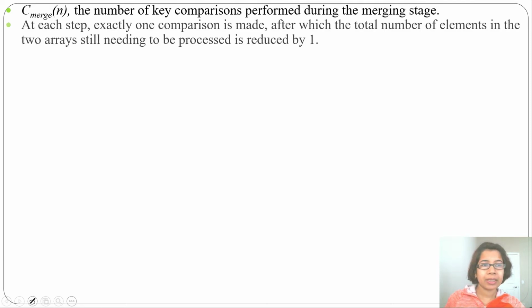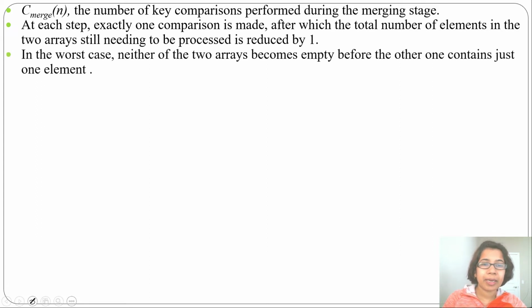So C merge of n is the number of key comparisons performed during the merging stage. At each step we do exactly one comparison, after which the total number of elements in the two arrays still needed to be processed is reduced by 1. In the worst case, neither of the two arrays becomes empty before the other one contains just one element.